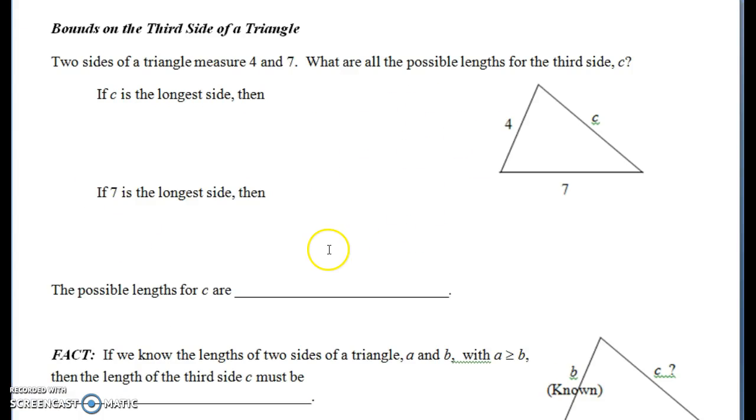Now the next thing we want to look at is the bounds on the third side of a triangle. We know that in a triangle, the sum of any two sides must be greater than the third side. So what we want to figure out is what values could work as a third side if we're given two sides. So, two sides of a triangle measure 4 and 7. I've got a picture of that over here. What are all the possible lengths for the third side, C?